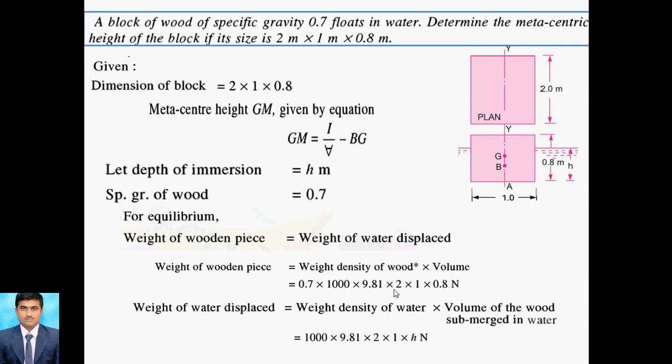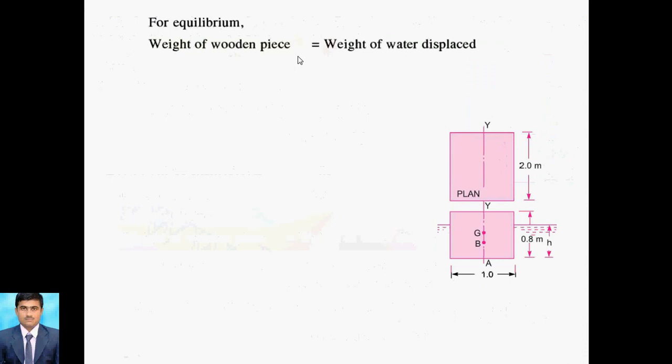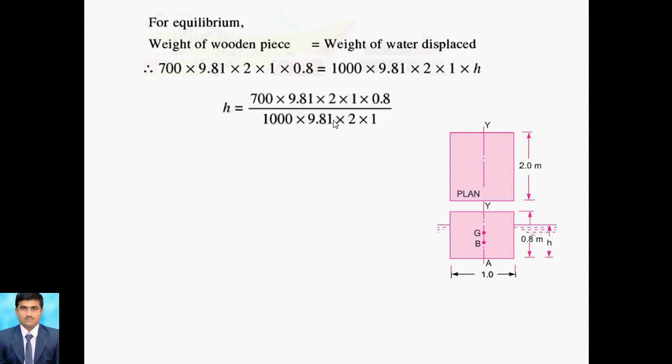Now we take these two equations, left and right, equate them and find the value of h. This is in Newton, because weight is measured in Newton, which is why the unit is written at the end. When you equate these equations according to Archimedes' principle, we get the value of small h. Putting in the weight of the wooden piece and the weight of the water displaced, we get the value of h, that is 0.56 meter.